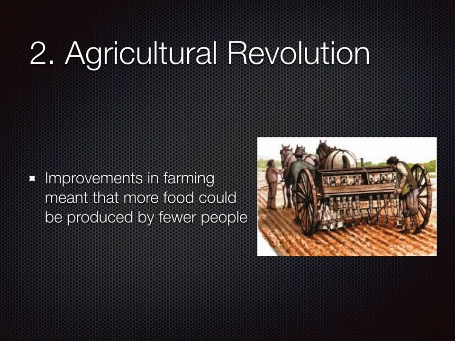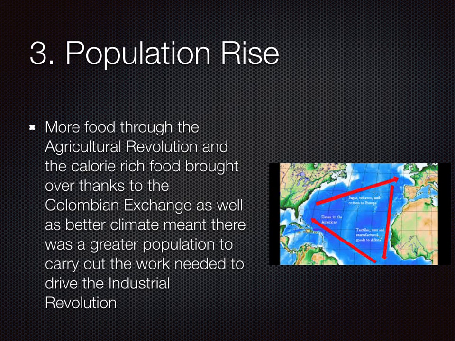A second reason is that at this time there was a massive improvement in farming methods. This time is known as the agricultural revolution, and this meant that more food could be produced by fewer people. It needed less workforce. The food being produced could feed a bigger population, and this rise in population meant that there was a workforce that could carry out the Industrial Revolution.